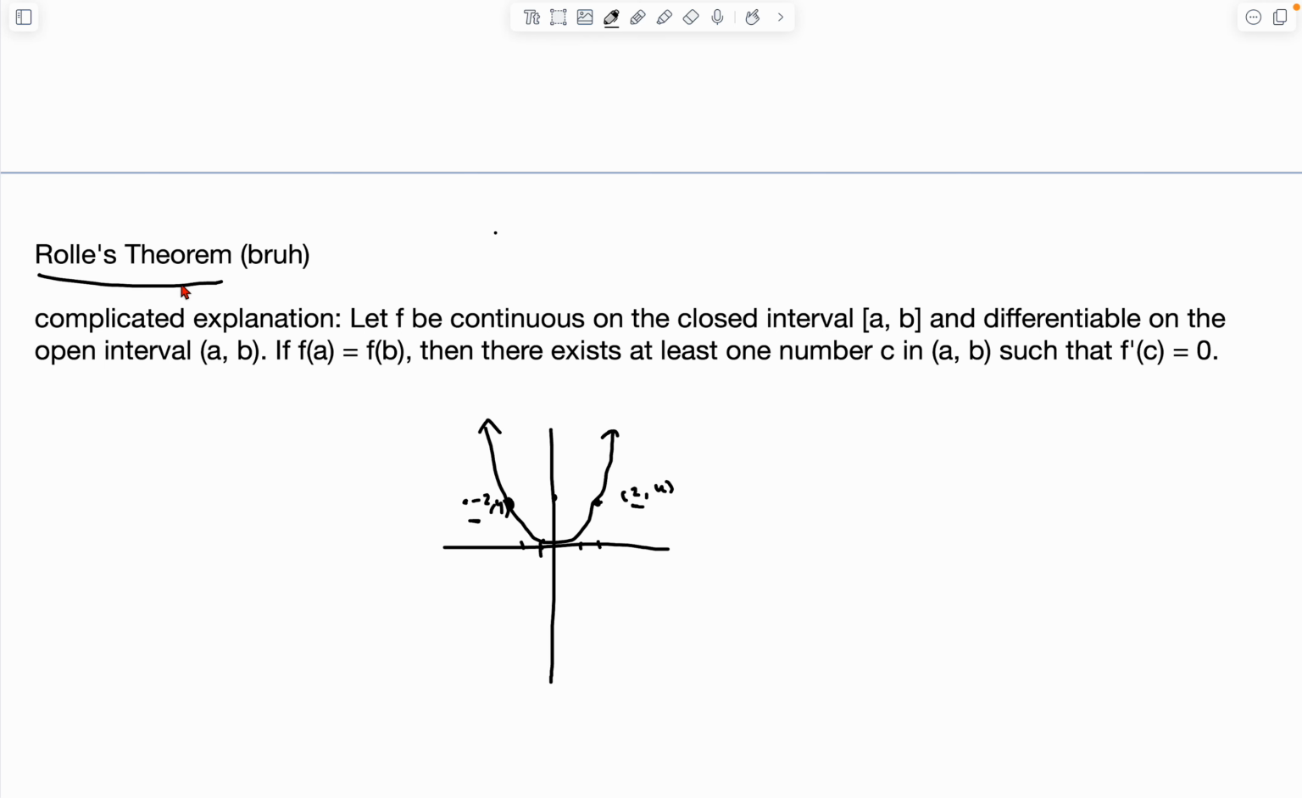Okay, hello everyone. So this is Rolle's theorem. I'm not sure how important it is on the AP Calc AB/BC exam, but probably not that important, and that's why I put "bruh." Okay, so here's the complicated explanation that AP goes by.